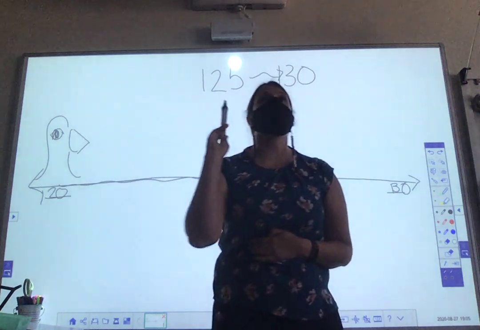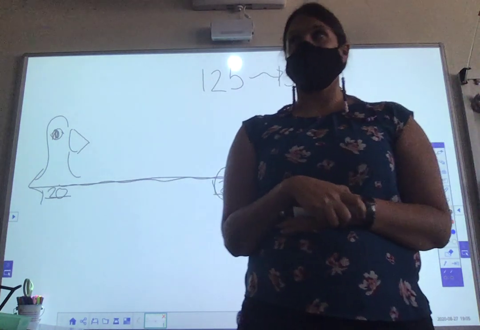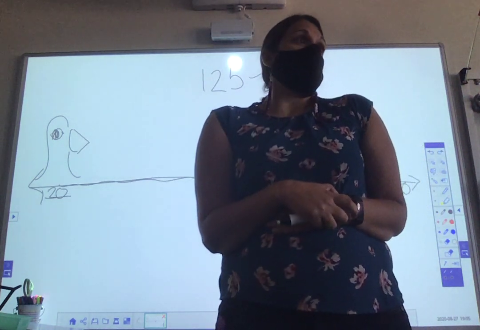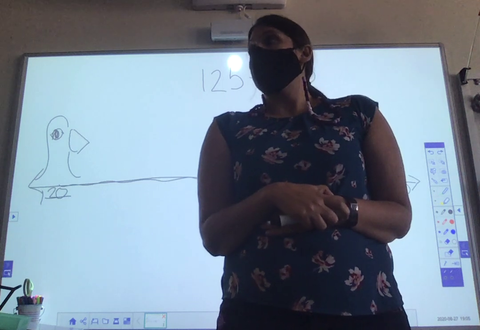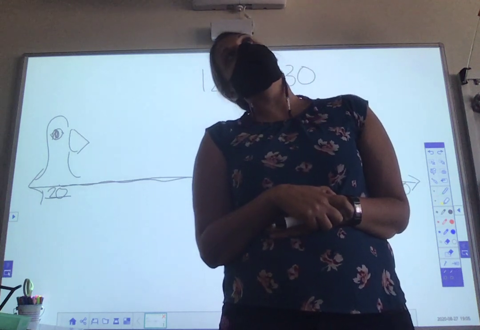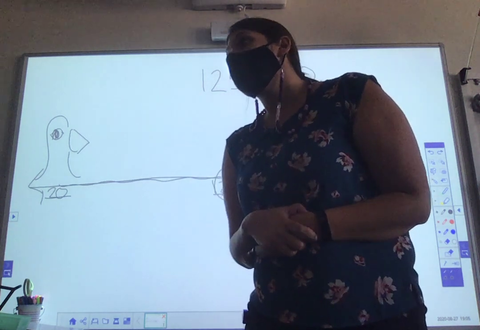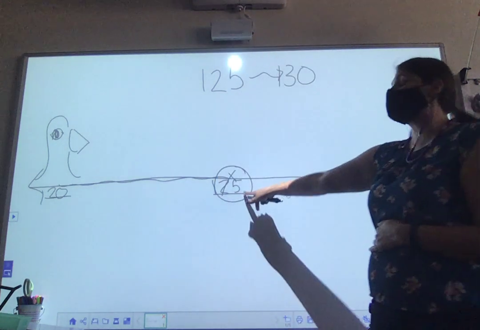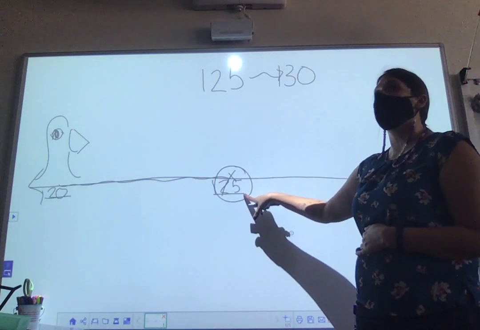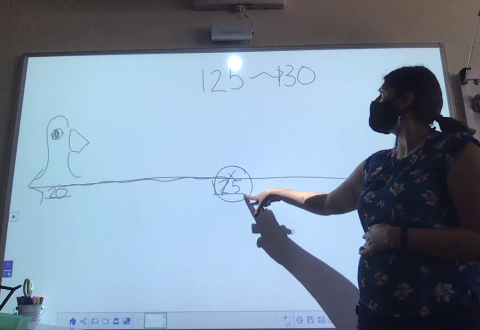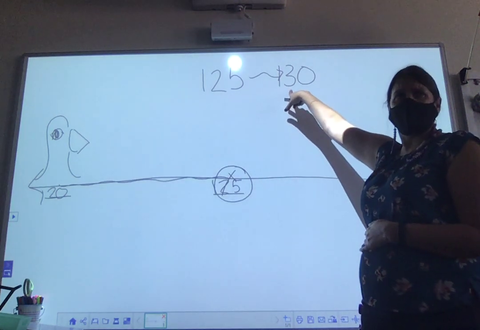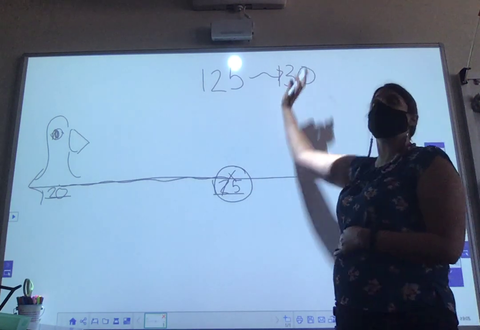What if it was a 525? What would it round to? Jasper, what would it round to? 500. And 25. It is 525. What would it round to? 520. 530. If you just have a 5 there.